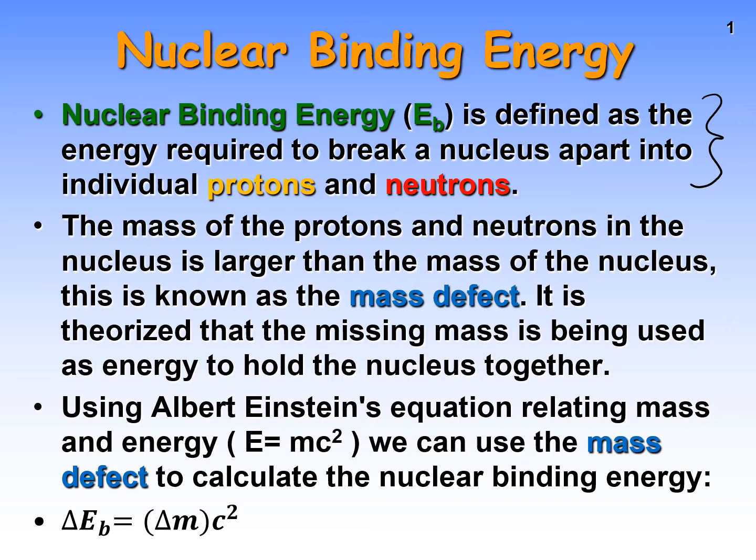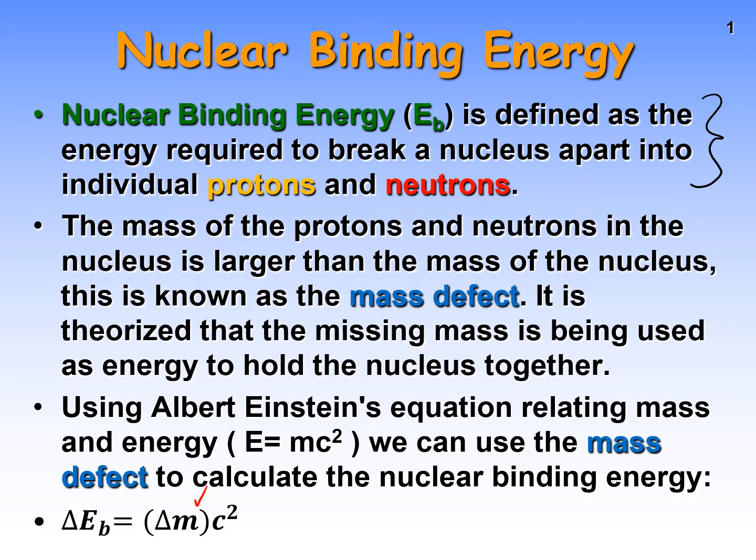This difference in mass being larger for the particles that make up the nucleus versus the nucleus itself is known as the mass defect. It's been theorized that the missing mass is actually being converted to energy to hold the nucleus together. And using Albert Einstein's equation, we can relate mass to energy, E is equal to mc squared, and we can use the mass defect to calculate the energy being used in the nucleus to hold it together, known as the nuclear binding energy.